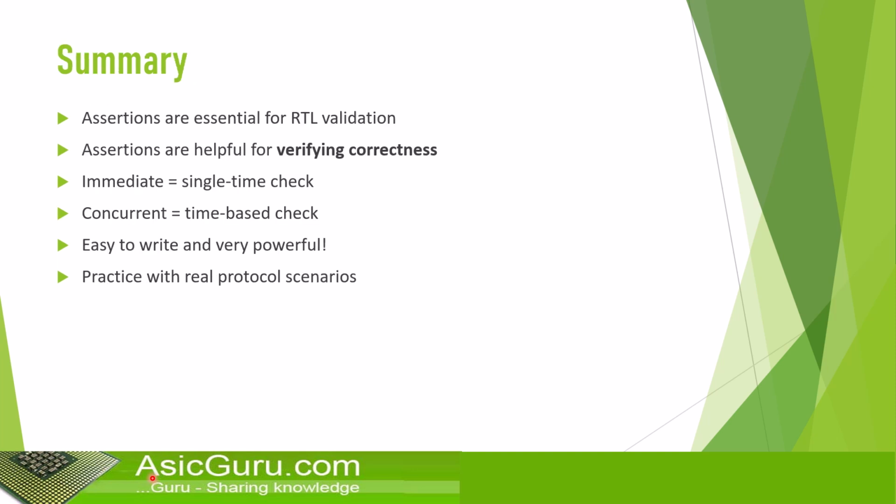So let's wrap it up with a quick summary. Assertions are very important for validating your RTL designs. They help you in verifying correctness and catching bugs early in the verification cycle. Immediate assertions check conditions at a single point in time. Concurrent assertions are checks that are spread across multiple clock cycles. Assertions are easy to write and they are extremely powerful. And finally, you can practice using real protocol examples, and that is the way to build confidence and mastery in assertions.